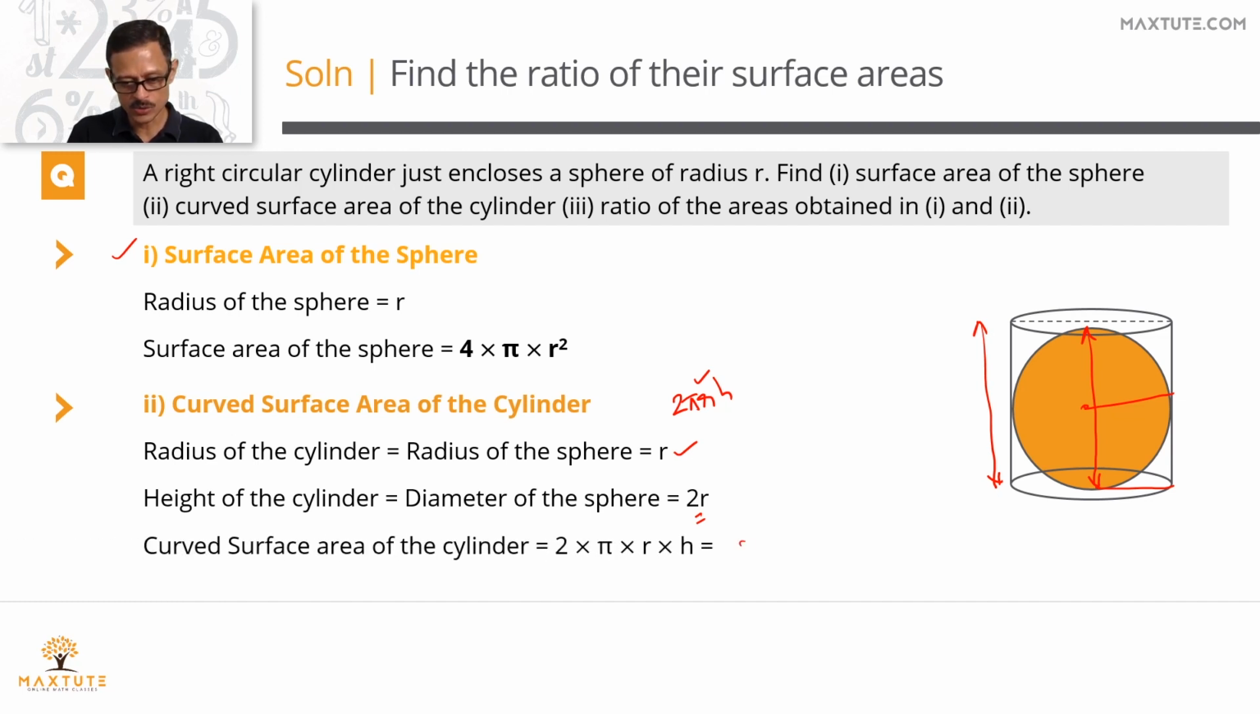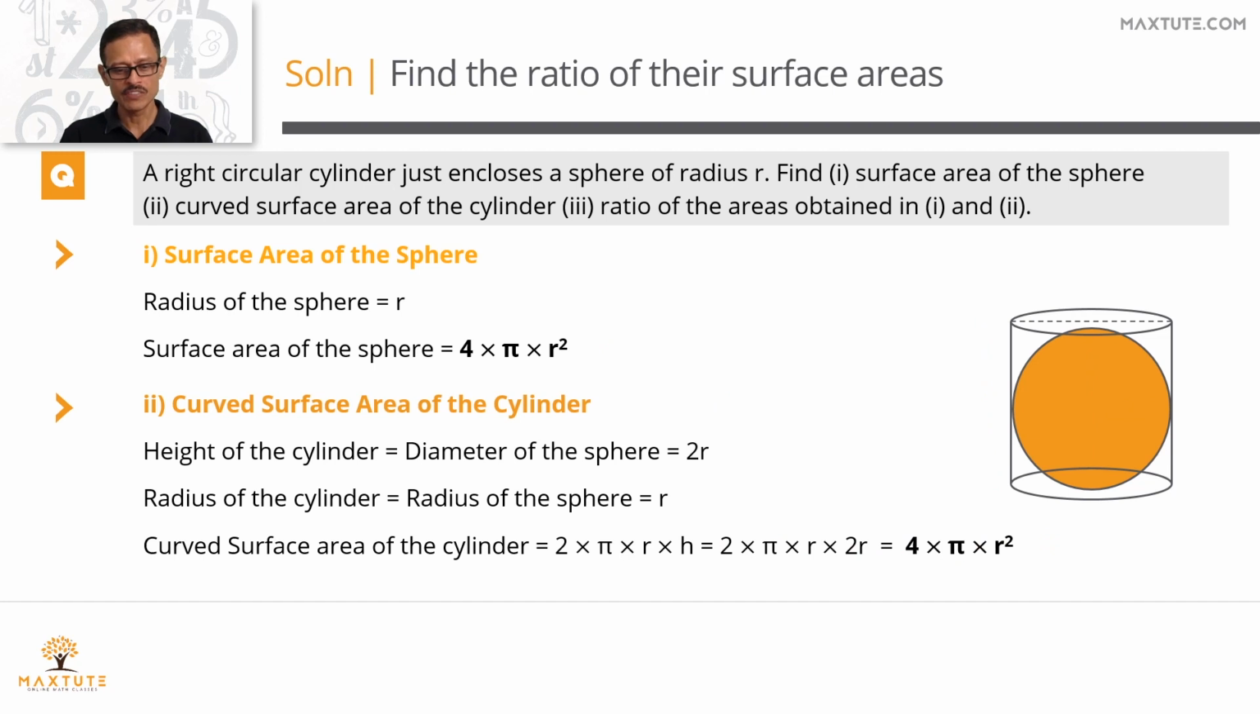Curved surface area is equal to 2 times pi into r as r and h as 2r. So 2 times 2 will give us a 4 times pi. R into r is equal to r square. So the curved surface area of the cylinder is equal to 4 pi r square. Incidentally, that's the same as what we got as the surface area of the sphere. Quickly summarize it in a printed form. We have replaced h as 2r that we computed in this step. So the curved surface area of the cylinder is 4 pi r square.